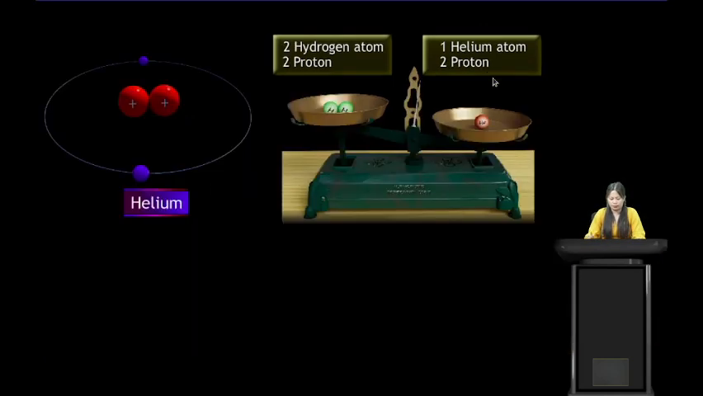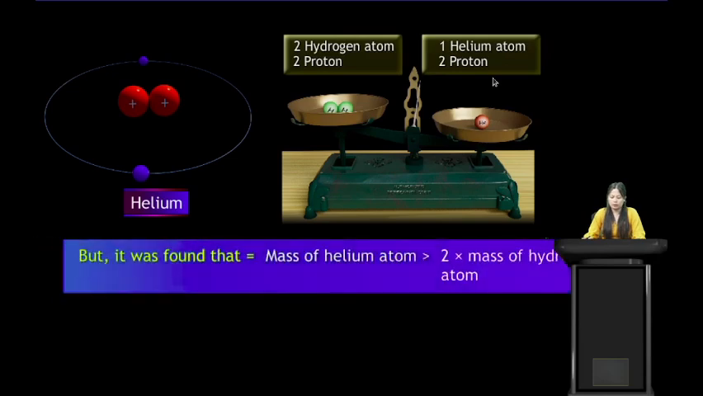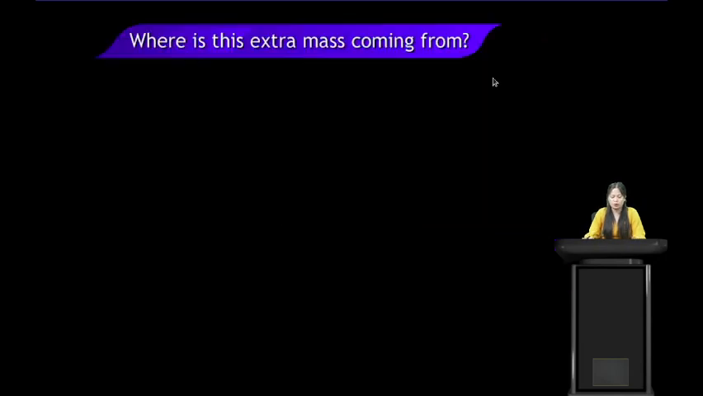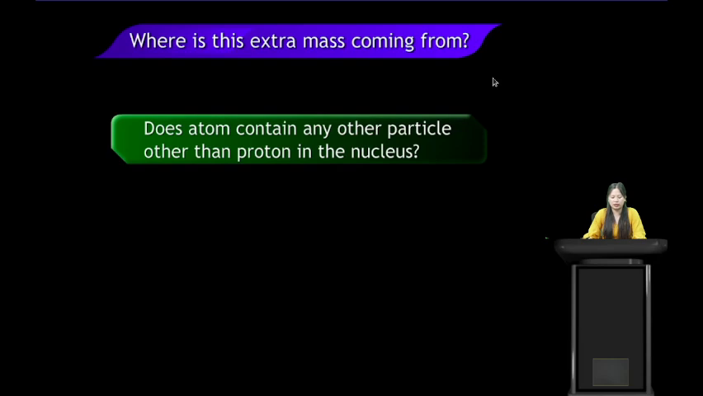So why is this so? It was found that the mass of a helium atom is greater than 2 times the mass of a hydrogen atom, although they both contain two protons. Where is this extra mass coming from? Two hydrogen atoms have two protons, one helium atom has two protons, but their masses are not equal. Does the atom contain any other particle other than the proton in the nucleus?